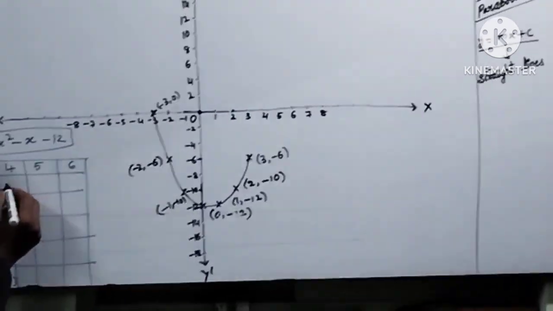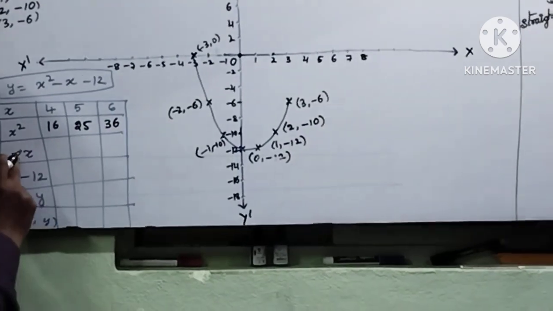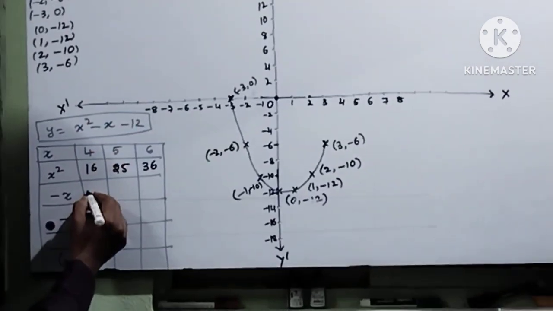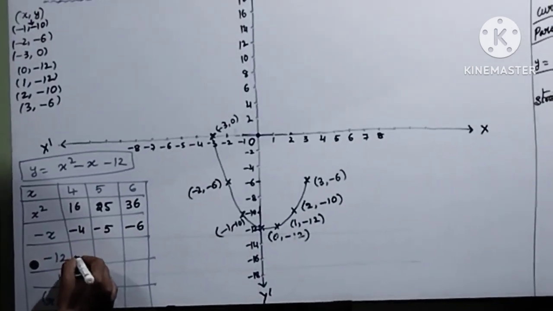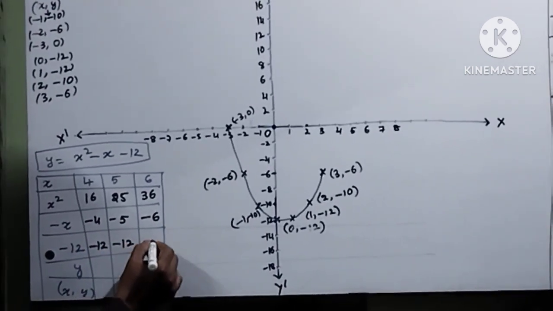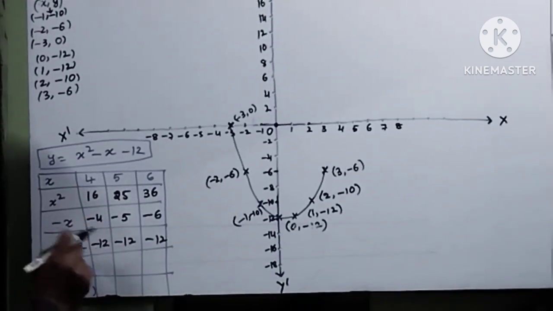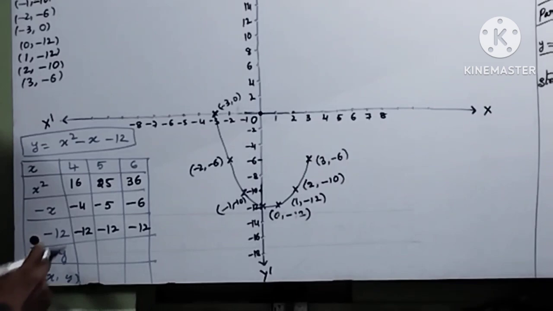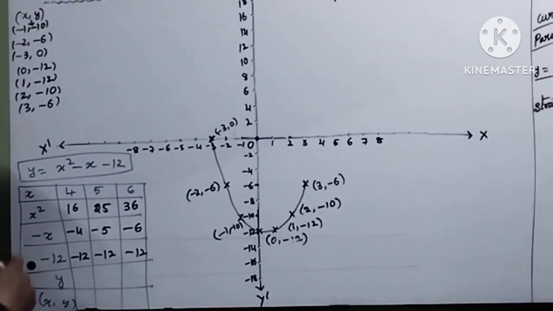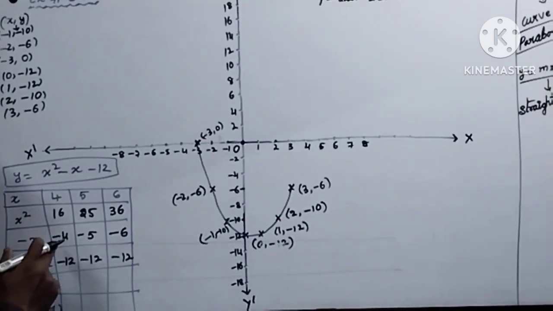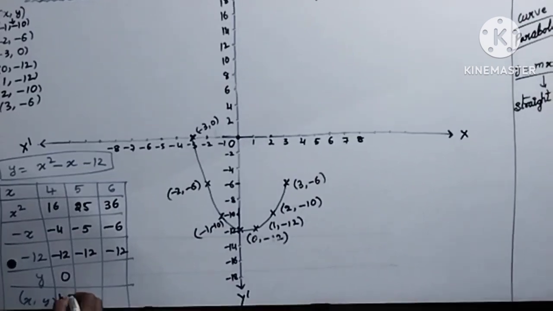Okay. Then x square means 4 4s are how much? 16. 5 5s are 25. 6 6s are 36. Then minus x, positive values change as negative. Minus 4, minus 5, minus 6. Then minus 12 is constant, right as it is. Now simplify. 16, this is minus 4, minus 12 is how much? Both are negative integers. So minus 4, minus 12, minus 16. Add the integers and keep the sign minus only. So minus 16 plus 16, 0. So I got one more value, that is 4 comma 0.